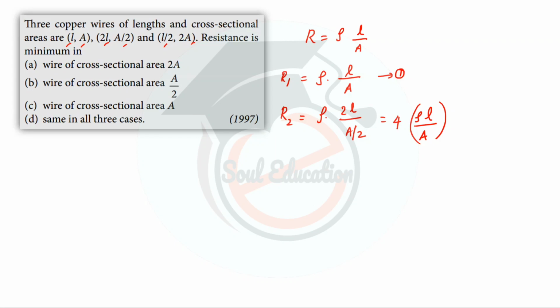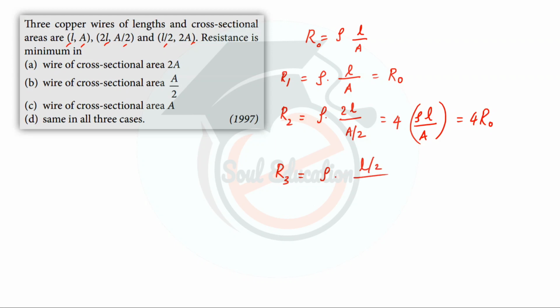Okay, which is 4 times more. Then R3, which is equal to what? Rho into... let's take this as my R0, the initial equation. So that is nothing but 4 times R0. The first equation is R1 equal to R0. Okay, rho into R3 is what?